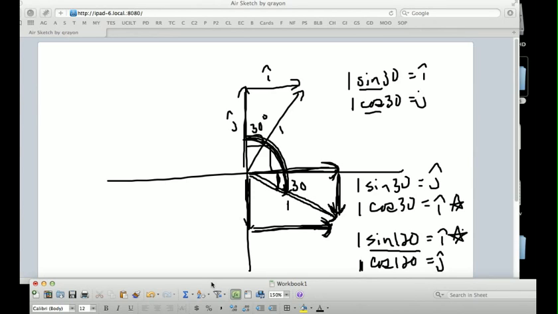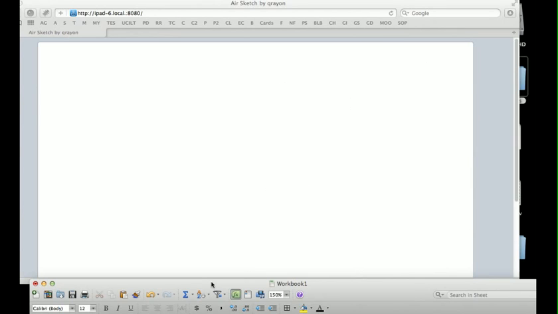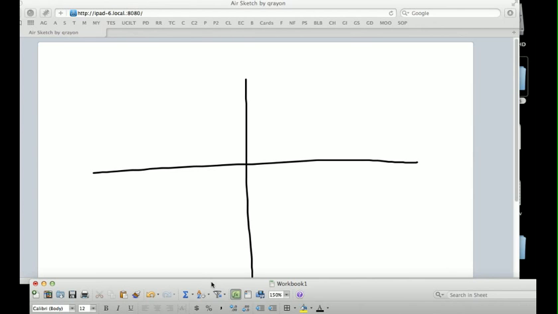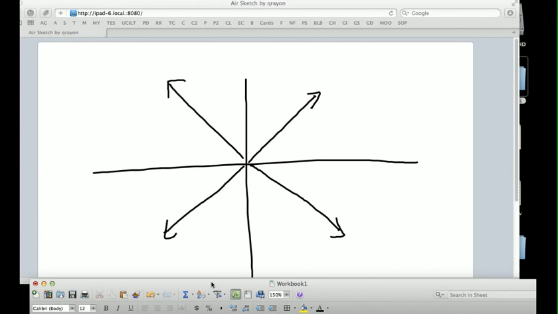Let's think about it maybe this way. I could do some vector of 1 unit at 45 degrees, and then I could do it at 135, right? Which would be another 45 degrees on either side, and then another 9 degrees from there, and 9 degrees from there. Okay, so this is 45.